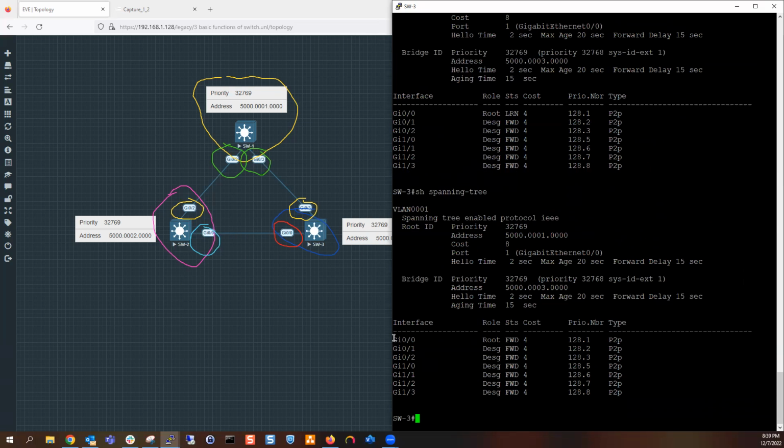Okay, boom. So now gigabit 0/0, to get to switch 2, that's now the root port. Okay, and what spanning tree did, since that port is shut down, they took it out of the spanning tree table. It's gone. Gigabit 0/3, done, out of there. It's not being used.